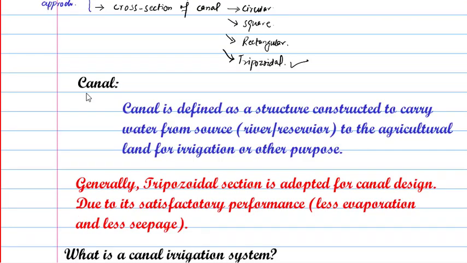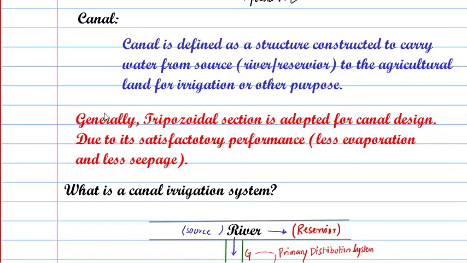After that, we discussed the canal. What is a canal? How can we define a canal? And the most adaptable, feasible and recommended section for a canal is trapezoidal. We have other sections too, like circular, rectangular or square shapes, but we prefer the trapezoidal section, and it is adopted for canal design due to its satisfactory performance, which means if we design the canal in a trapezoidal cross section, there will be less evaporation and less seepage, which is our main objective.